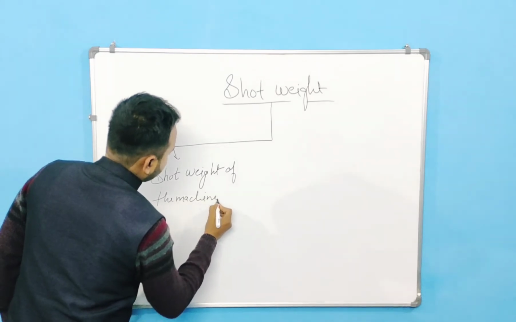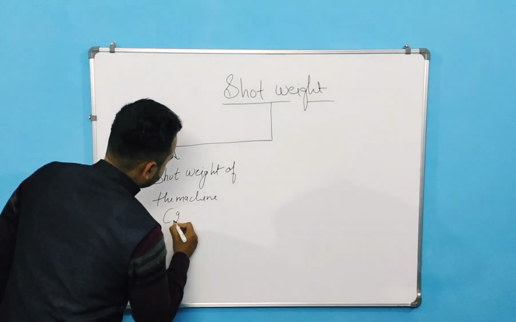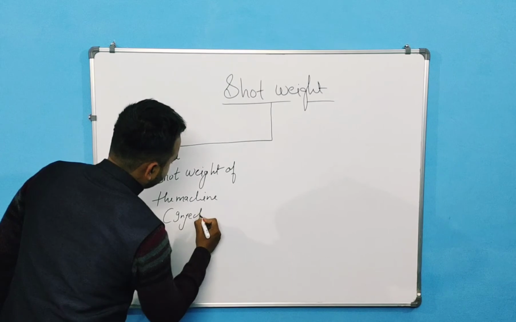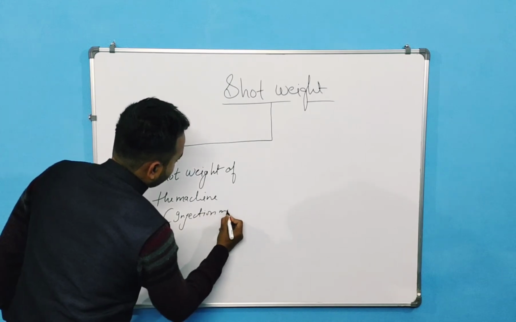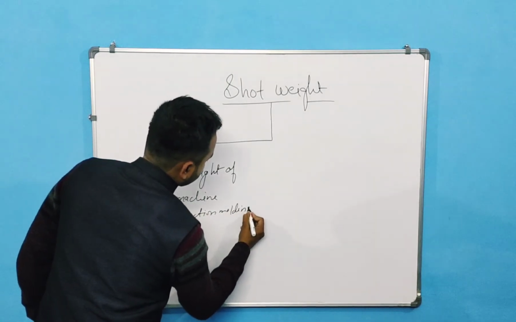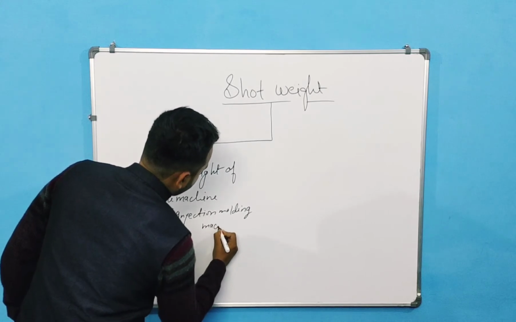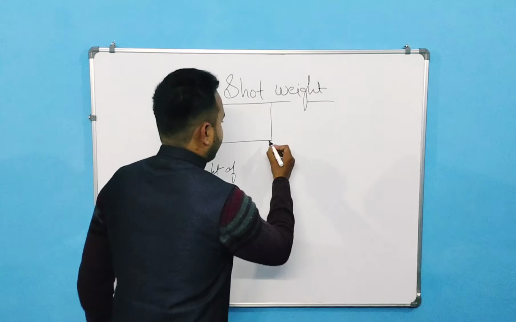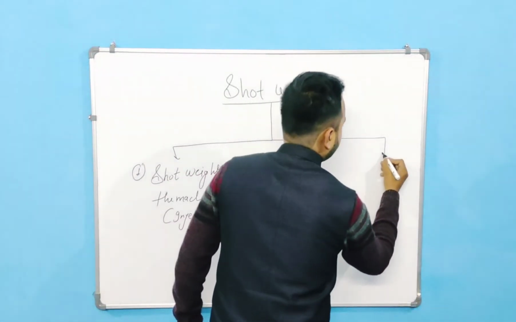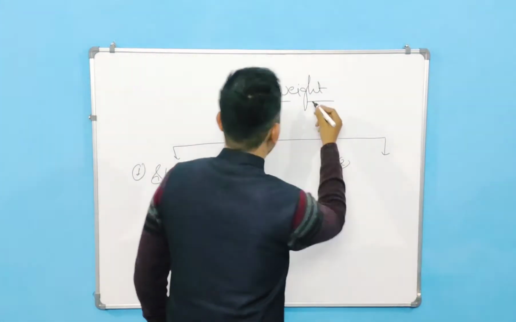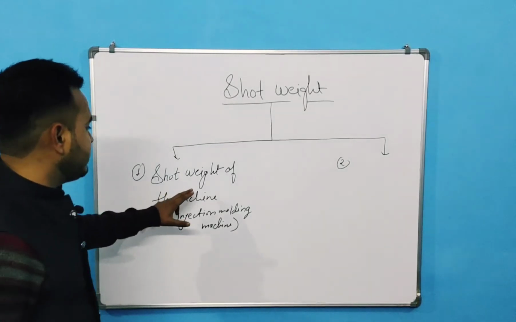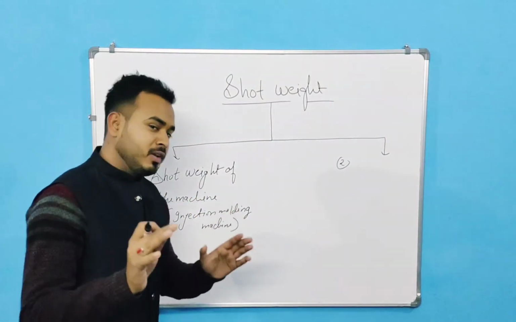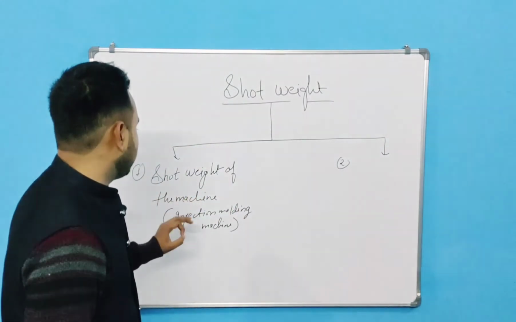Machine means, what is machine? Like our topic is all about injection molding machine. So we will discuss about how the short weight affects the injection molding machine. Now the next point number 2, that we have divided the short weight in two parts. Number one part is short weight of the machine. We are going to discuss about what does the short weight of the machine mean.